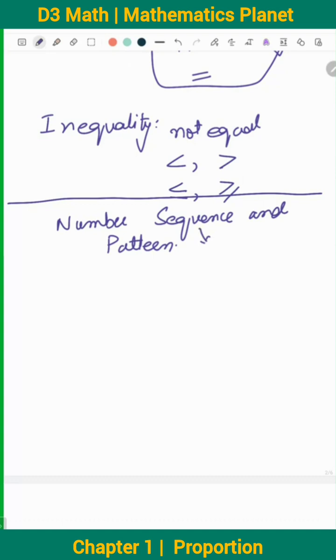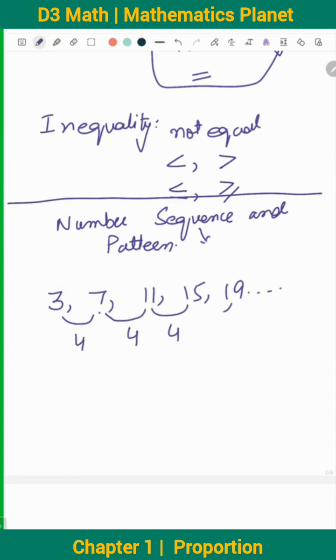For example, I have 3, 7, 11, 15, 19. So what is the sequence coming? 7 minus 3 is 4. 11 minus 7 is 4. 15 minus 11 is 4. 19 minus 15 is 4. So all of the numbers are coming with a difference of 4. So this is a number sequence with a difference of 4.